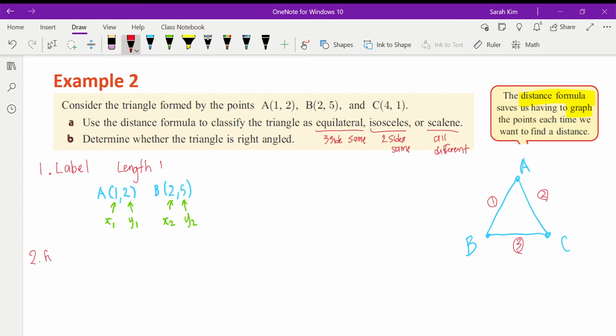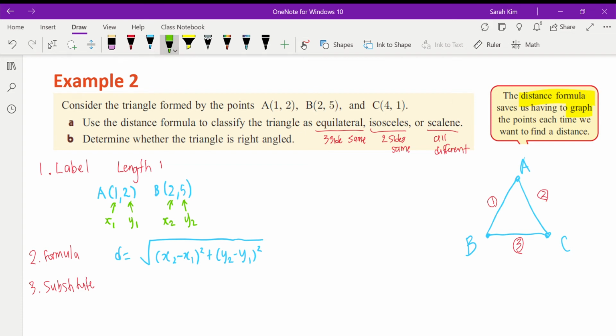Step 2, write the formula. Alright, the formula is simply D equals. If you need to scroll up, go scroll up and have a look at it. But I just know it off by heart because I've used it many times, so you'll get there one day too. Just copy it down by looking at the formula. Alright, step 2 is done. Step 3, substitute. Remember those 3 steps.